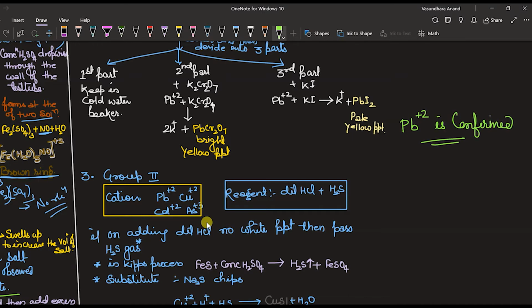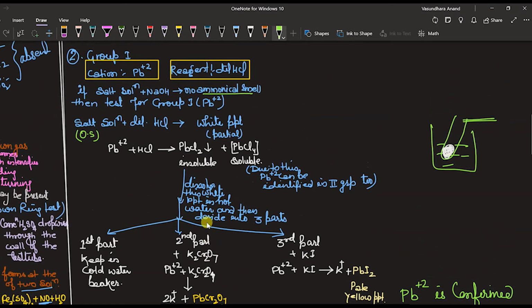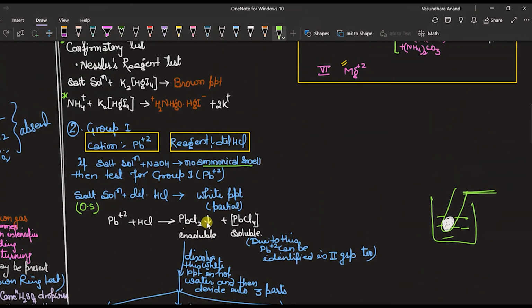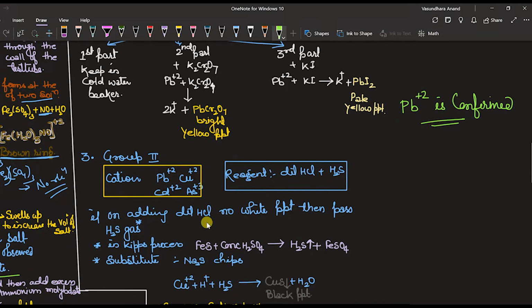But now if I have added dilute HCl, and I was supposed to get the white PPT, but if I didn't get the white PPT, अगर हमने salt solution में dilute HCl add किया and we didn't get the white PPT, then we have to go for group 2. Okay, group 2 has 4 cations: Pb2+, Cu2+, Cd2+, As3+. Pb2+ we have already identified in group 1.